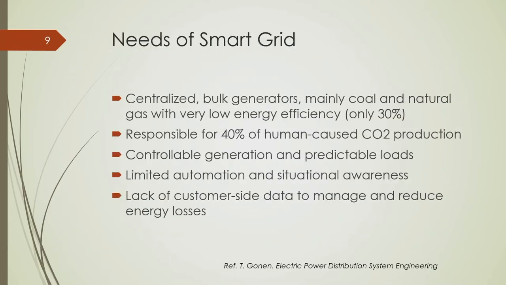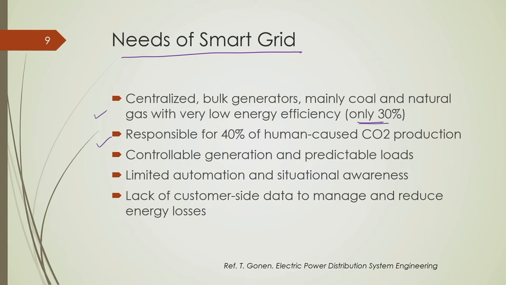Now, what are the needs of this smart grid? Some of the needs are well known. We know that centralized power generation units use conventional types of fuels like coal and gas, which we are trying to reduce. They also have lower energy efficiency, but they are responsible for most of the greenhouse gas emission, carbon dioxide emission. So, we need to cut that short, and we have to go for other forms of energy so that this energy demand can be fulfilled.